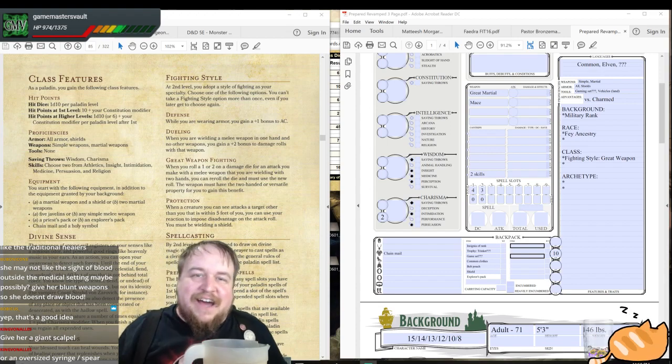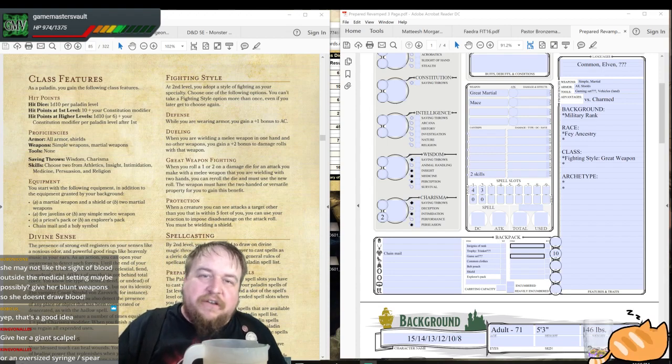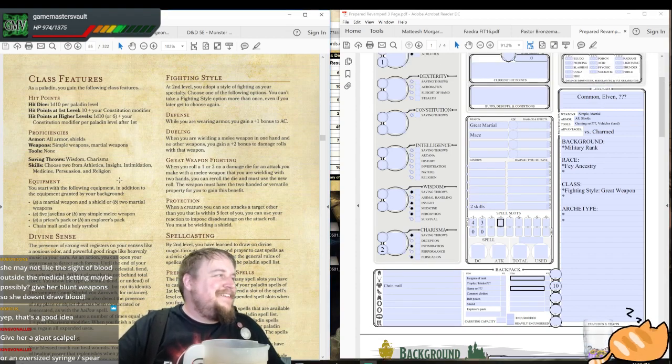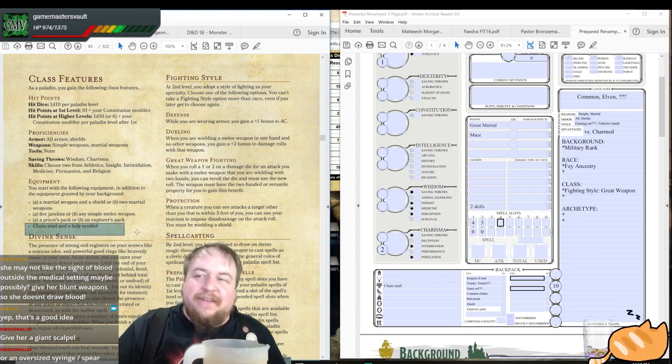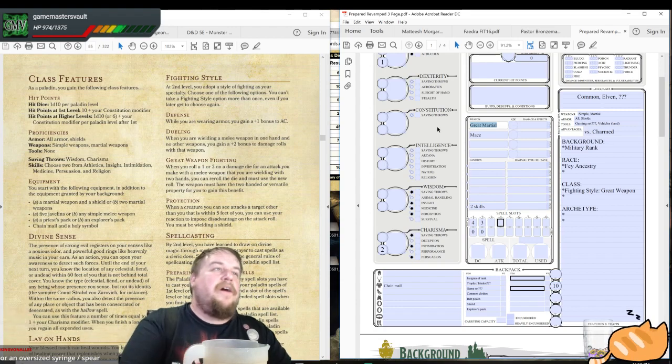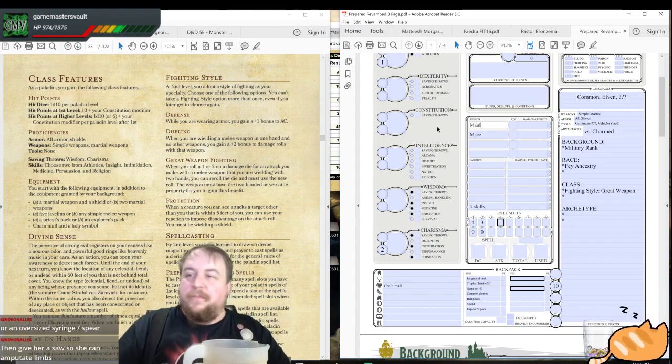King Von Ale, this is not an anime. This is as realistic as we are making Western European high magic fantasy D&D. We might as well just give her a chainmail bikini, for goodness sakes. Running around with a giant syringe. Alright, so we'll give her a maul as her two-handed weapon. Then give her a saw so she can amputate limbs.